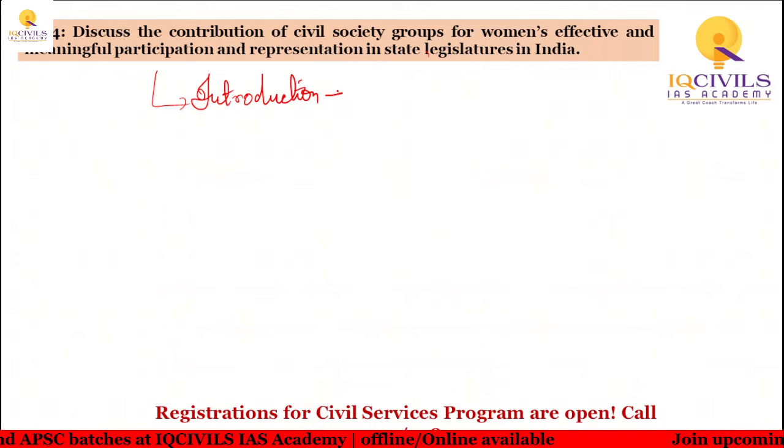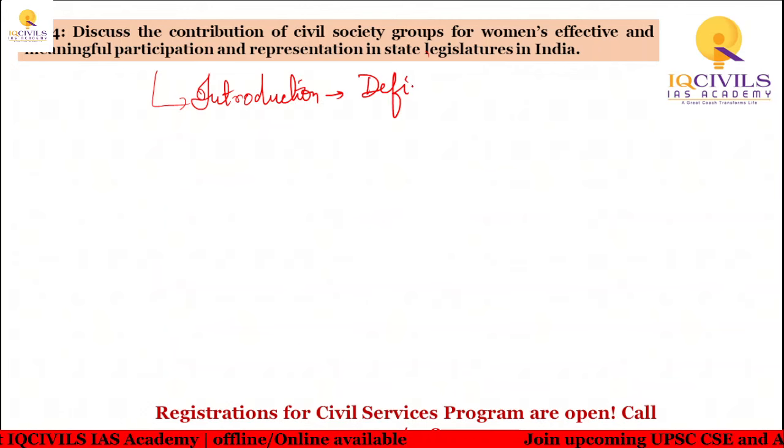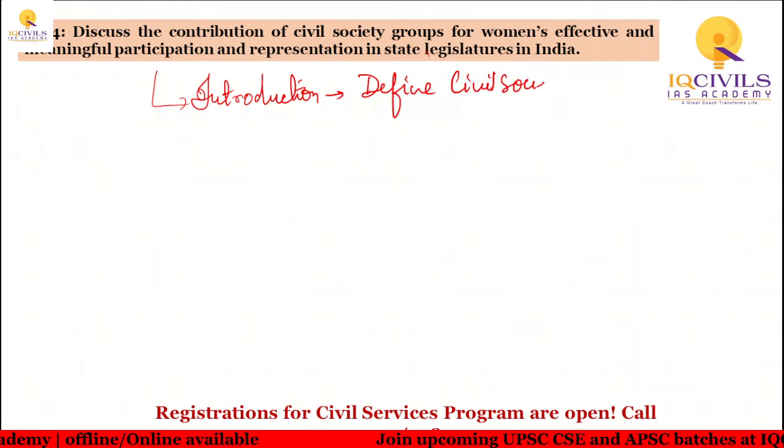Okay. Now you explain civil society. Simple. You have to define civil society. Okay. Now what is a civil society organization? It is any non-profit voluntary citizen group, okay, which is organized on local as well as national level. Now, what are the contributions of civil society groups in participation and representation in state legislature? So now you have to tell their contribution.